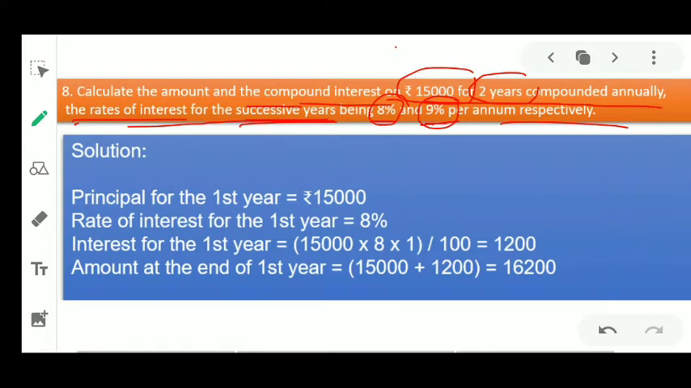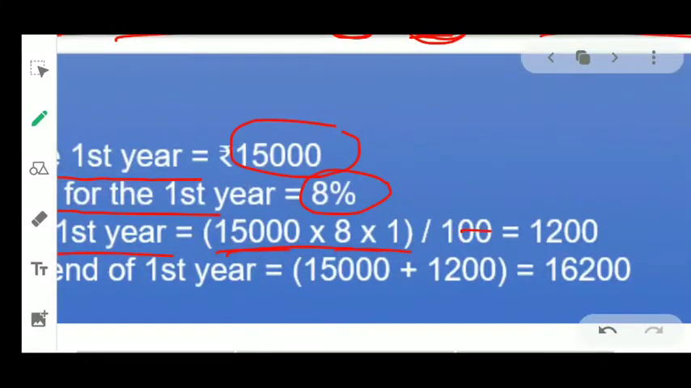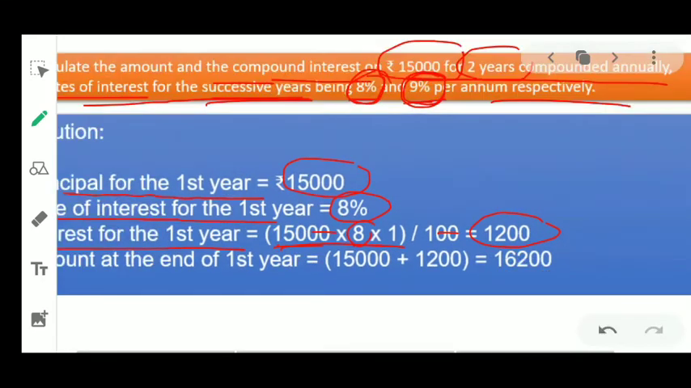First write down the principal for the first year equal to 15,000, that is given in the question, and the rate of interest for the first year is 8%. As I told you, 8% is the rate percent for the first year and 9% is the rate percent for the second year. So now the interest for the first year will be P into R into T, that is 15,000 into 8 into 1 by 100. Here the zeros will be cancelled. Now 150 into 8 equals 1200. That is the interest for the first year.